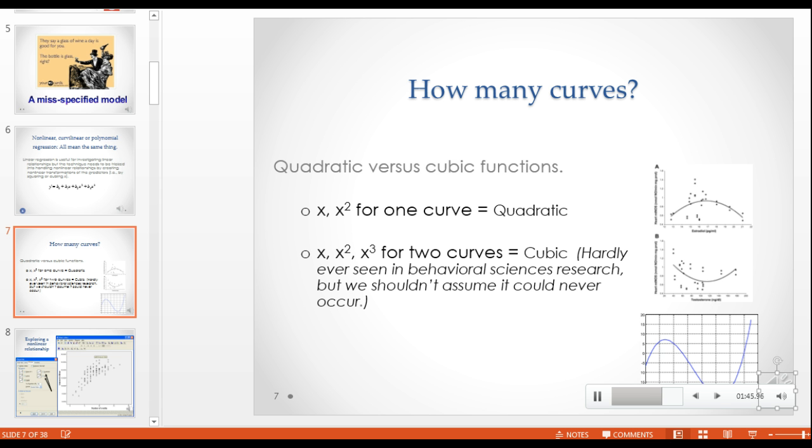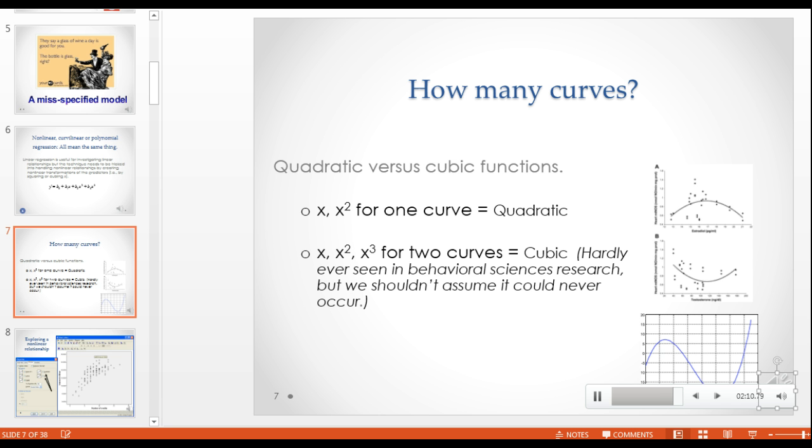Something important to keep in mind is that we should probably assume there's a cubic relationship and enter that second polynomial, which is x to the power of 3. So that's cubing the predictor. And so we would do that and look to see its significance. And if that one is significant, then we would conclude it's a cubic relationship.